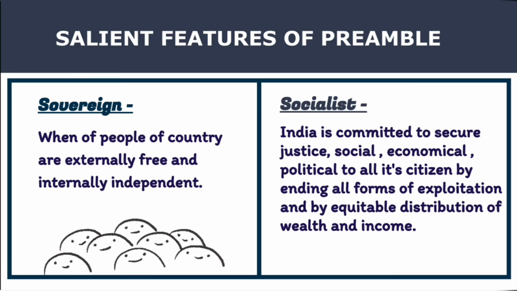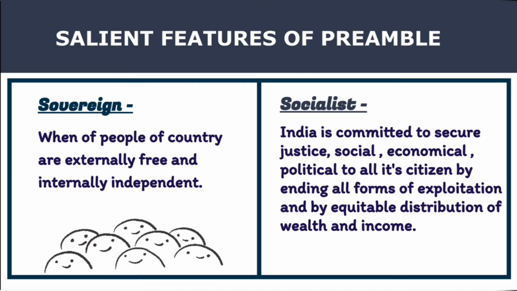Sovereign means when all the powers are vested in the people, and they are externally free and internally independent. They perform their duties and work according to their own will, and they have the supreme power to legislate and rule themselves in the country. So they have a lot of powers. All the powers are vested in the people. They have the power to choose their representatives. They have the power to do anything they ever wanted. That is called when the people of a country are externally free and internally independent and ruling themselves with their own activities, so that is called sovereign.